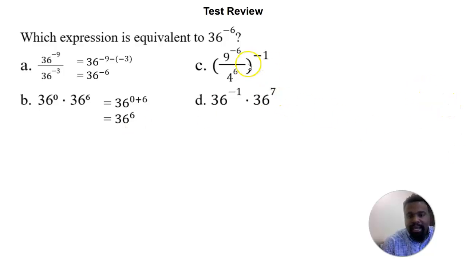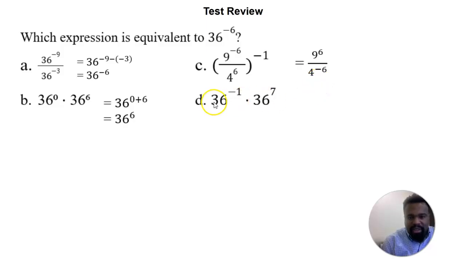If you look at C, 9 to the negative 6 over 4 to the 6, raised to the negative 1st power. That's power of a product. You're going to take that outside term and raise it to each term inside the parentheses. So this is going to be negative 6 times negative 1 and 6 times negative 1, which will give you 9 to the 6th power over 4 to the negative 6th power.